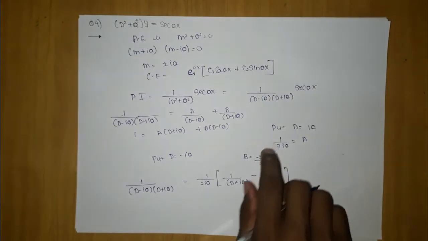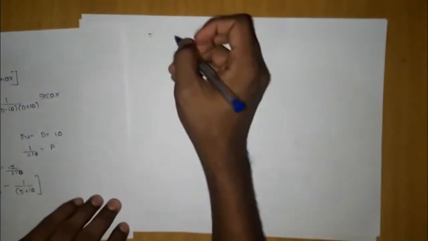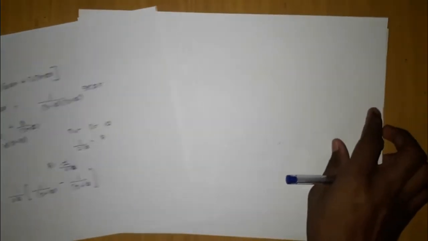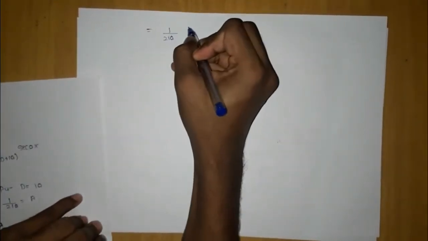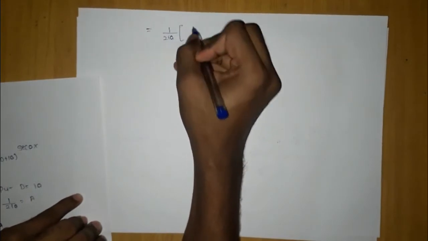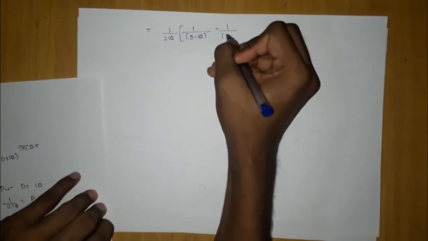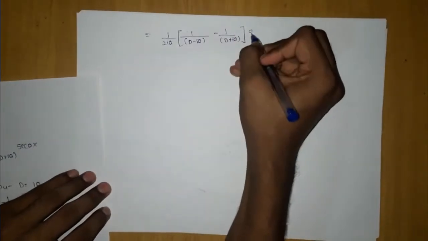Just substitute the thing here and try to solve them. So if you substitute, what you are going to get? Instead of this we use partial fraction, as I mentioned earlier. So if we substitute, instead of this we are going to write 1 upon 2ia, the whole into bracket 1 by D minus ia minus 1 by D plus ia, right? Here it will be what? Sec ax.